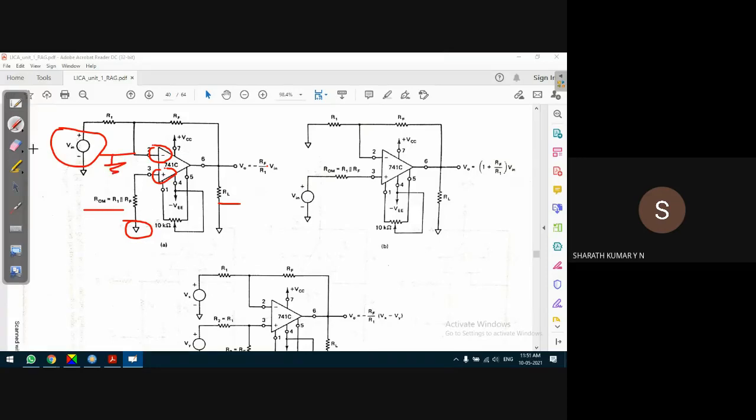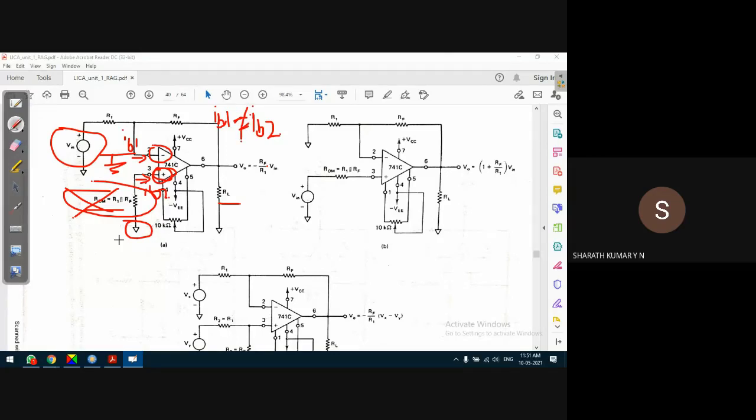Now, what happens if this resistance is not connected? Ideally, what is expected is that the currents flowing through the inverting input terminal and the non-inverting input terminal are equal. Let us call them IB1 and IB2, the currents flowing into the inverting and non-inverting input terminals. Ideally, we want IB1 to be equal to IB2. But in practical conditions, depending on the op-amp configuration, IB1 may not be equal to IB2.